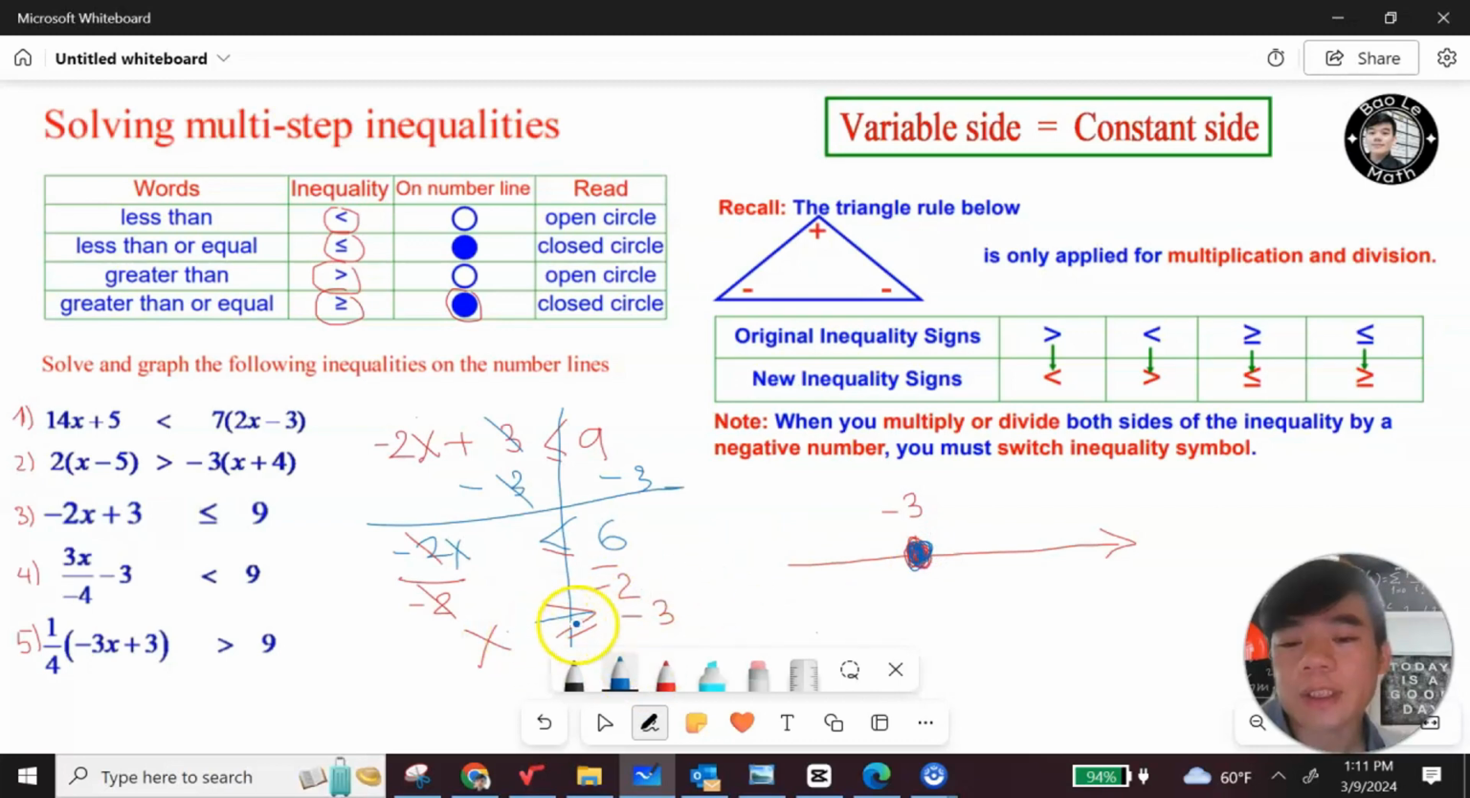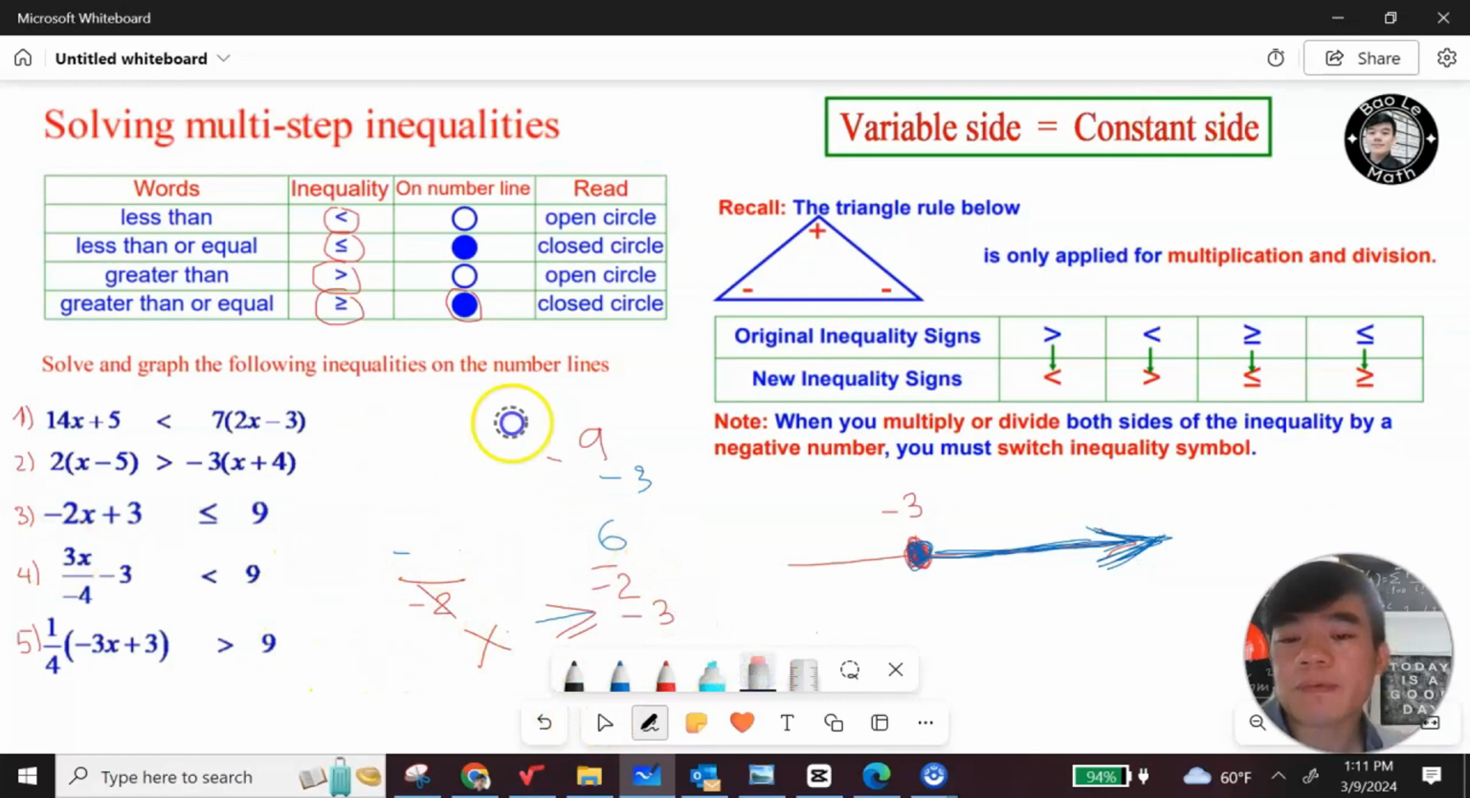So this is the trick. The arrow points to the right, from negative 3 all the way to the right. This is all your solution. Put the arrow. And that's it for example number 3. Let's move on to example number 4.